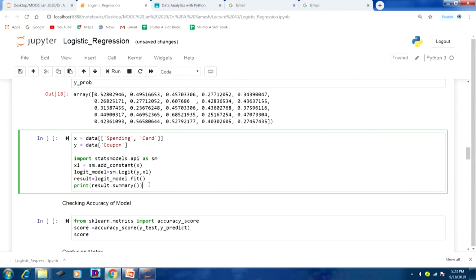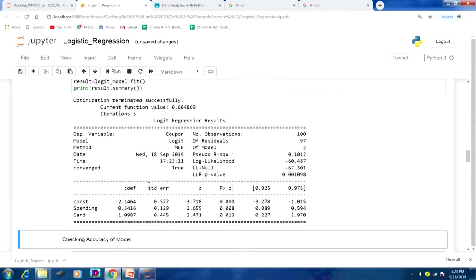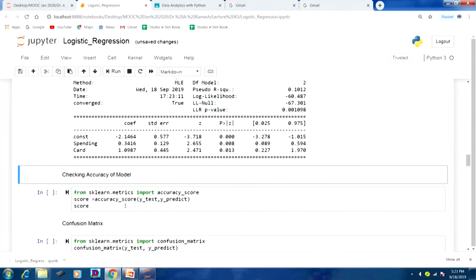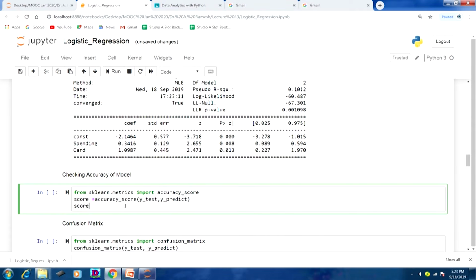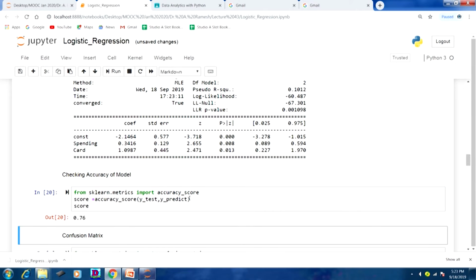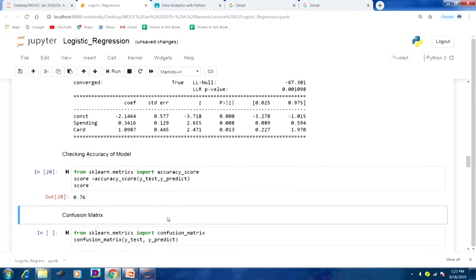Now, we will run our regression model. This is our predicted model, but here we have to decide what the threshold value should be. First, we will check the accuracy of the model. For knowing the accuracy of the model, you have to import accuracy_score. So, the accuracy is 0.76.